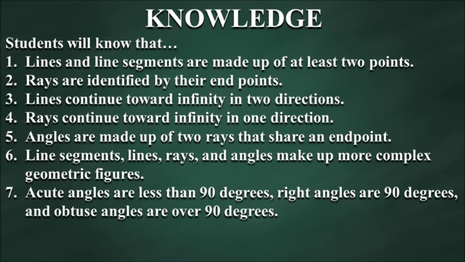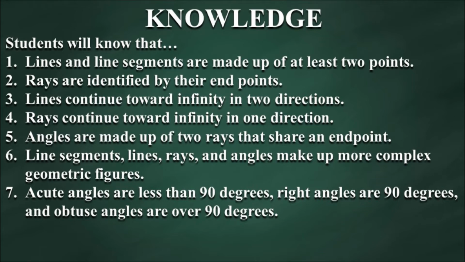For knowledge, students will know that lines and line segments are made up of at least 2 points. Students will know that rays are identified by their endpoints. Students will know that lines continue towards infinity in 2 directions. Students will know that rays continue towards infinity in 1 direction. Students will know that angles are made up of 2 rays that share an endpoint. Students will know that line segments, lines, rays, and angles make up more complex geometric figures.